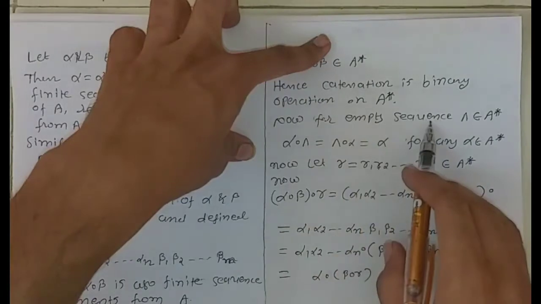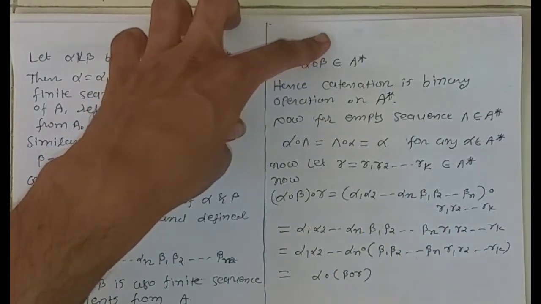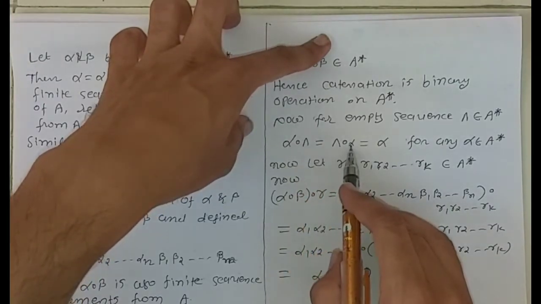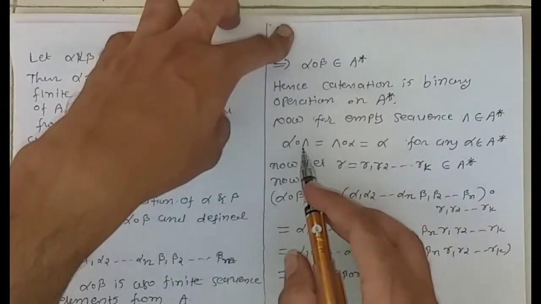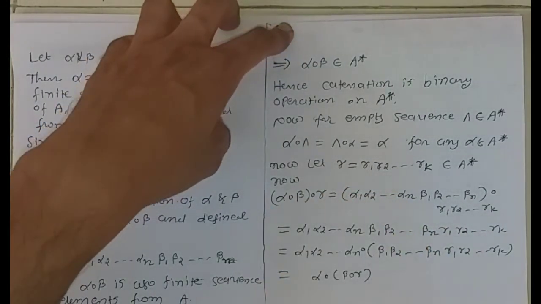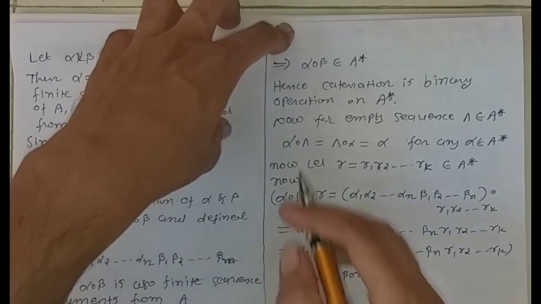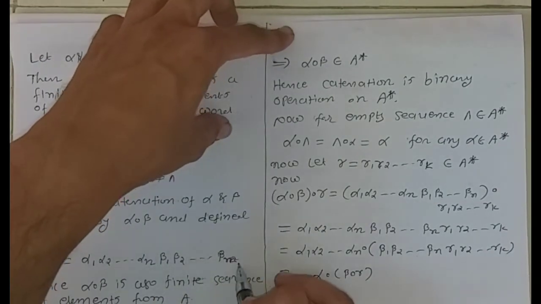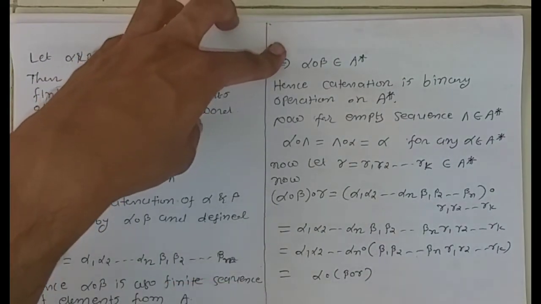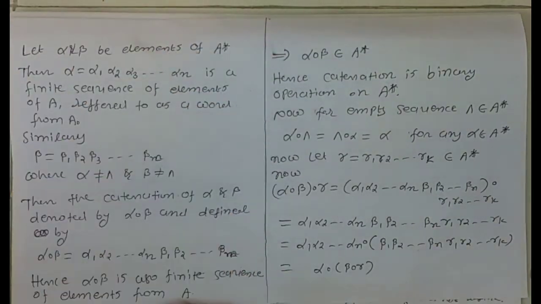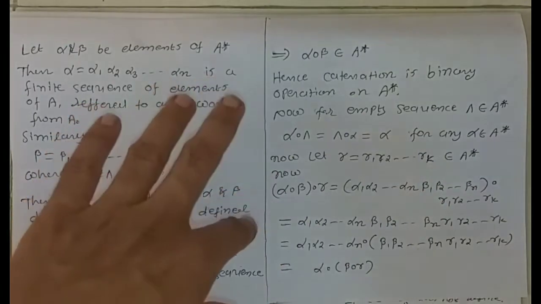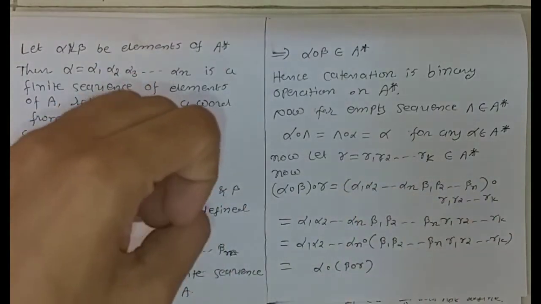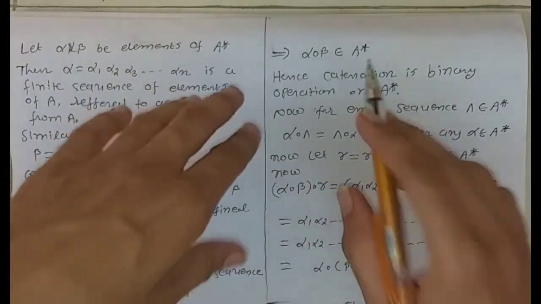Now for the empty sequence, capital lambda belongs to A star. Alpha composed with capital lambda is equal to capital lambda composed with alpha is equal to alpha, because there are no symbols in capital lambda. So whenever we consider any element composed with the empty sequence, we get the same element. So this empty sequence is an identity element for our A star.